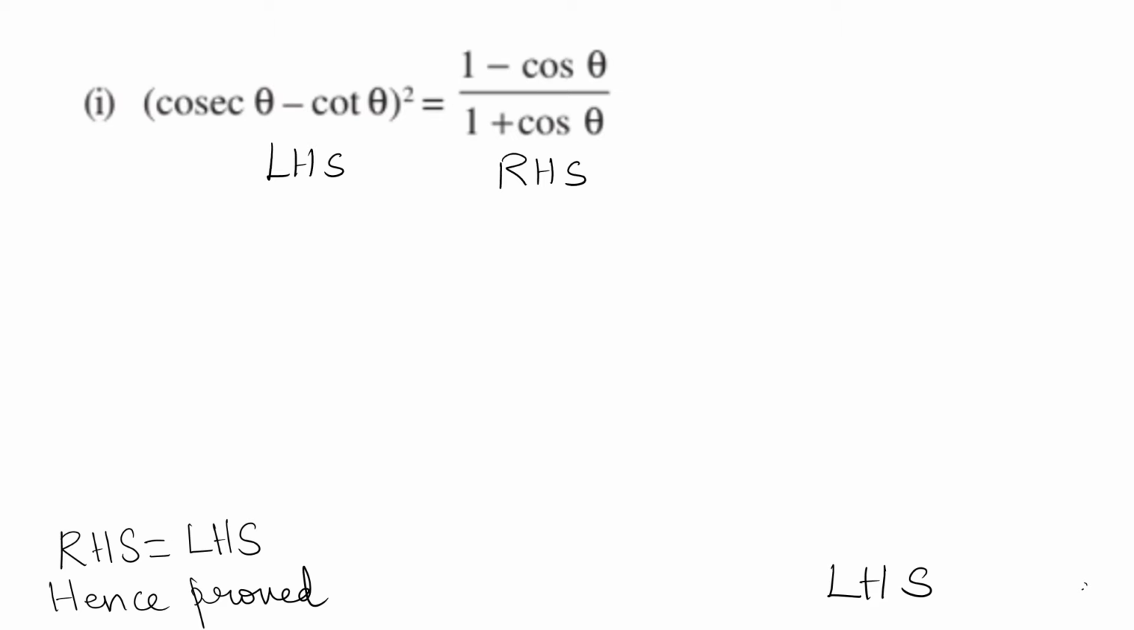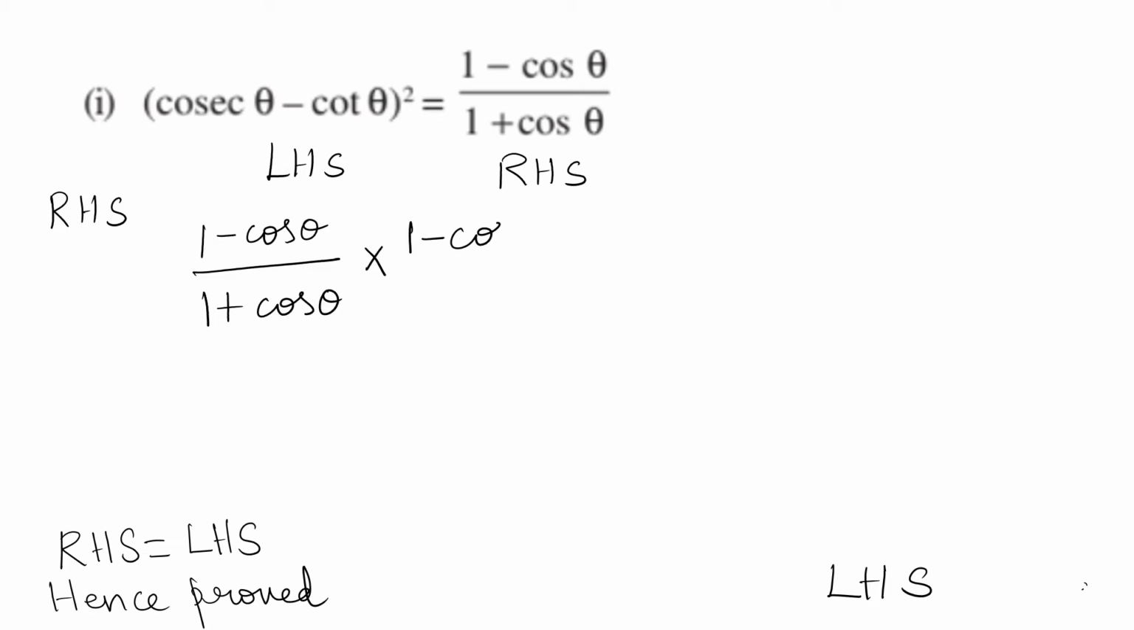What is the right hand side? RHS equals (1 minus cos theta) by (1 plus cos theta). If you get it like this, what you have to do is multiply by this. What is the denominator? 1 plus cos theta. So you have to multiply by 1 minus cos theta, both the numerator and denominator. For making an equivalent fraction, we multiply the fraction by the same expression, 1 minus cos theta.